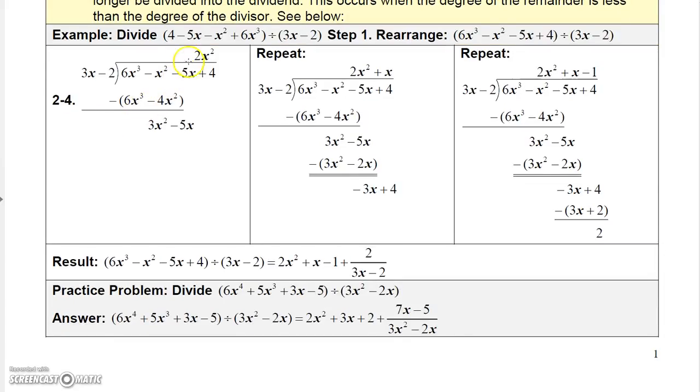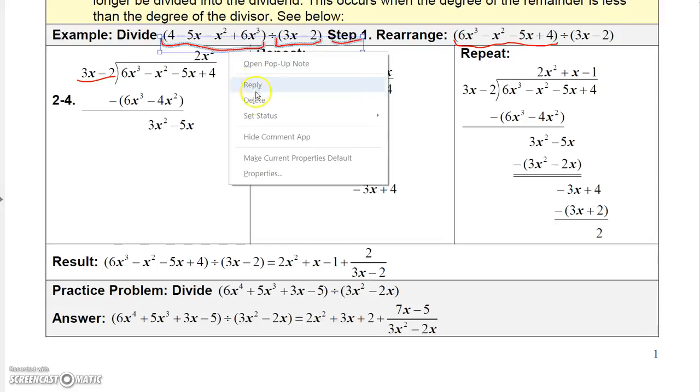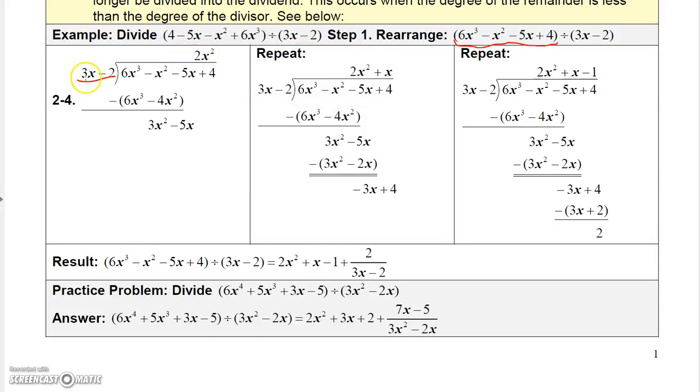So here's an example. It says divide this polynomial by 3x minus 2. So step 1 is to rearrange it. I'm going to rearrange this in descending order so that the highest degree terms are first. So I get that. And then steps 2 through 4, here I'm going to divide. I'm going to say 3x times what gives me 6x cubed. So divide 3x into 6x cubed, and you get 2x squared. So that's going to be the quotient.